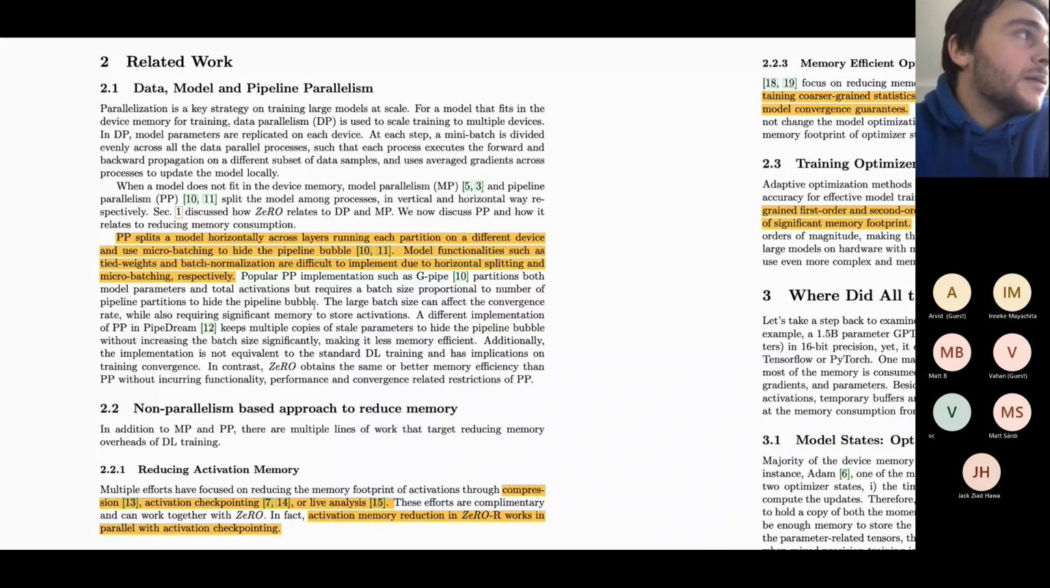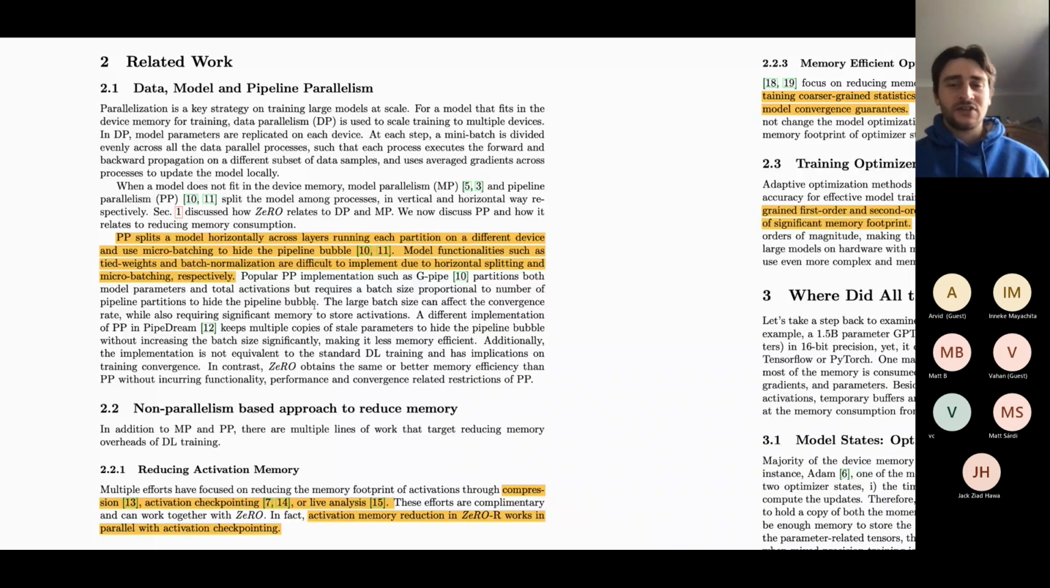So there's another form of parallelism called pipeline parallelism, which they don't mention before this. And they say, in the related work, pipeline parallelism splits a model horizontally across layers, running each partition on different devices and using microbatching to hide the pipeline bubble. Model functionality such as tied weights and batch normalization are difficult to implement due to horizontal splitting and microbatching. I'll be honest, I don't really understand that.